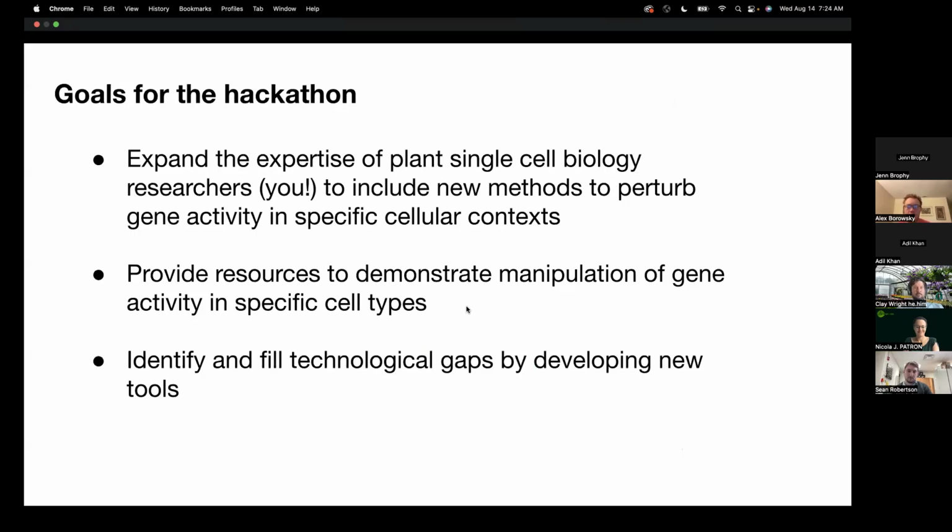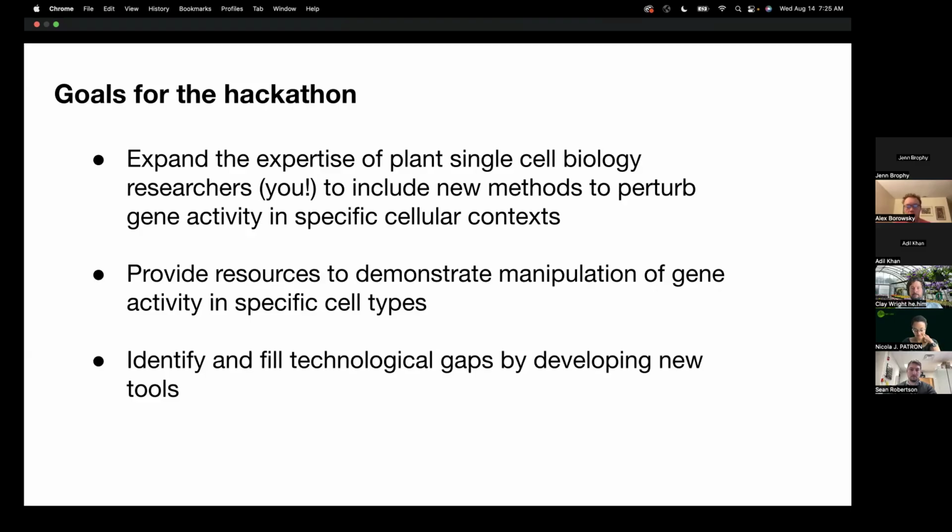So with this background, I'm just going to finish with our goals for the hackathon. This is helpful to think about when you're thinking about your project, what we're looking for. The very first thing is that we're hoping to expand the expertise of plant single cell biology researchers, which is, in theory, you all, I know you have a variety of different expertises, to include new methods to perturb gene activities in specific cellular contexts.